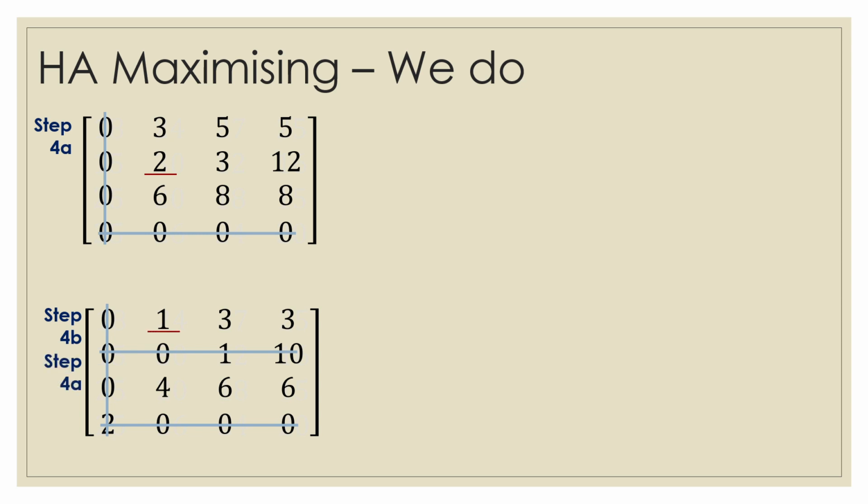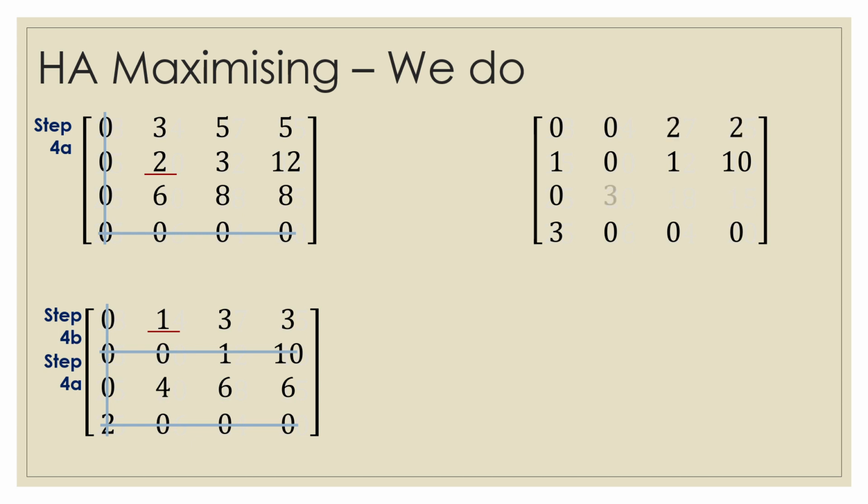1 is now the smallest number which is uncovered. Once again, keep all of the singly covered numbers the same. Add it to the double covered ones and subtract it from the uncovered ones, like so. Try again. Once again, we've only got 3 lines. We need to repeat that same process.